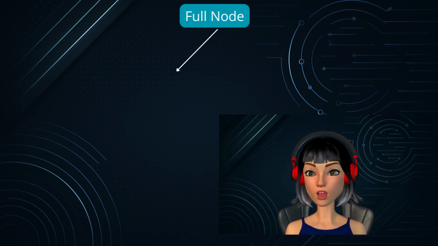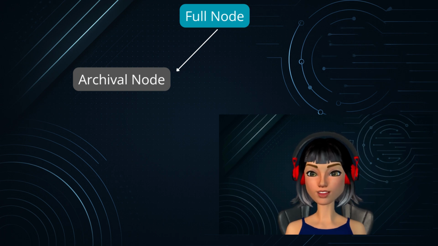First is the archival nodes. These are like the blockchain historians. They store everything since the very first block, the Genesis block. They keep a copy of the entire transaction history and validate transactions to enforce the rules. Archival nodes themselves break down into different roles.